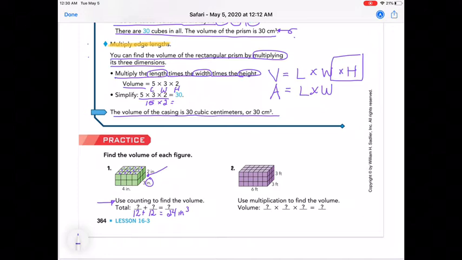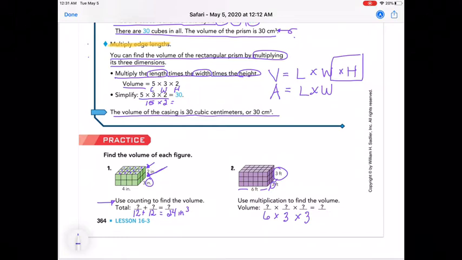So you can see there that I just added the 12 cubes that were on the top layer and the 12 cubes that were obviously on the bottom layer since they both match. And you get your answer just by adding the layers. But number 2 says use multiplication to find the volume. Well, we know volume equals length times width times height. So let's fill in length first. The length is 6 feet times the width, which is 3 feet, times the height, which is 3 feet. So we've got 6 times 3 times 3.